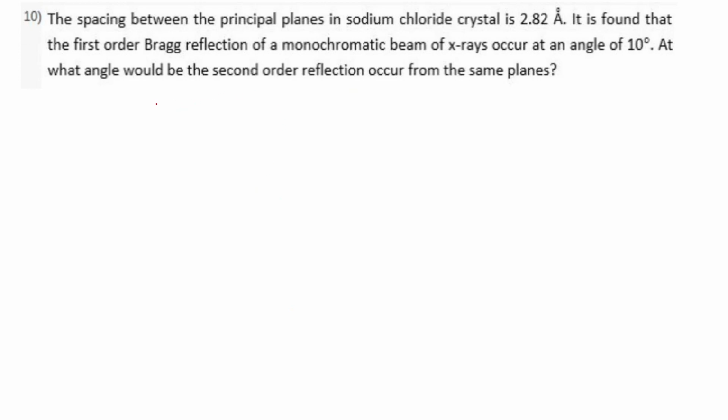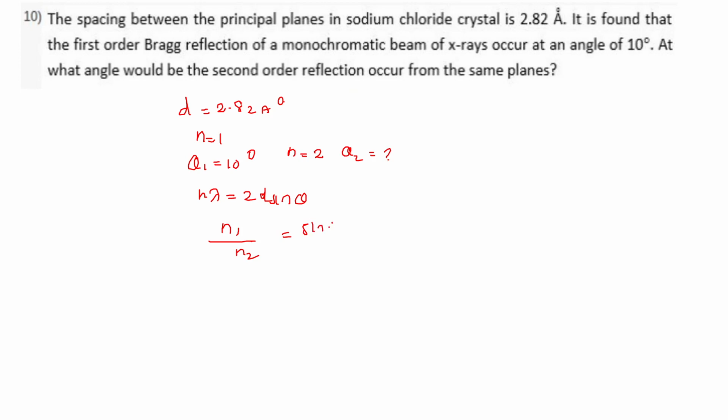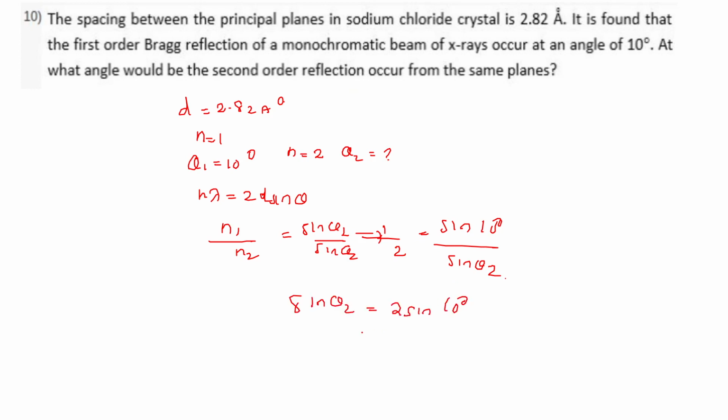Okay. So here the spacing d is equal to 2.82 angstrom. Then first order diffraction, so n will be 1 and theta 1 will be 10 degrees. Now we have to find, for n equal to 2, what theta 2 will be. Okay, so n lambda is equal to 2d sin theta. So n1 divided by n2 will be sin theta 1 divided by sin theta 2. So 1 over 2 will be sin 10 degrees divided by sin theta 2. So sin theta 2 is equal to 2 sin 10 degrees. So you have to find the sin inverse of 2 sin 10 degrees. Then you will get the angle theta 2 equal to 20.31 degrees. So these are simple questions, you have to remember the formula and do it. That's it.